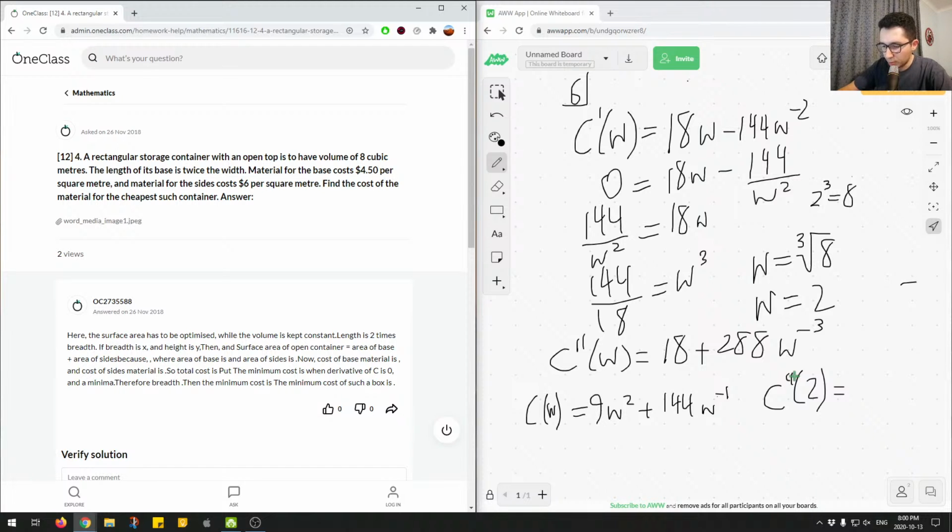and this would be a positive value. So the actual value is 246, but all we really need to care about is that this value is positive. So this is greater than 0. This means that at W equals 2, a minimum exists. So let me just double check something here.